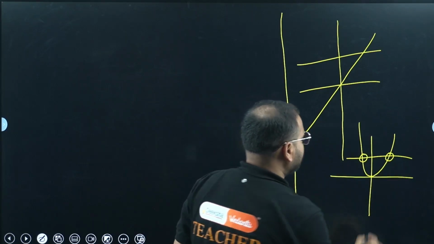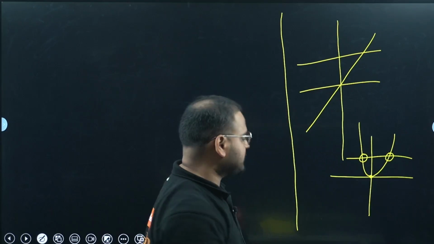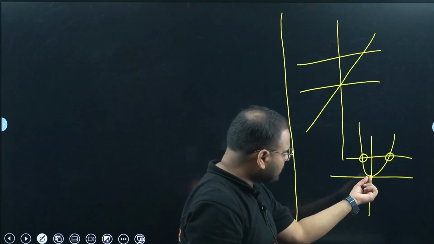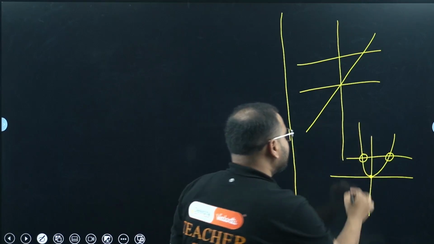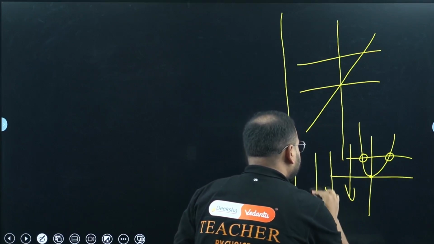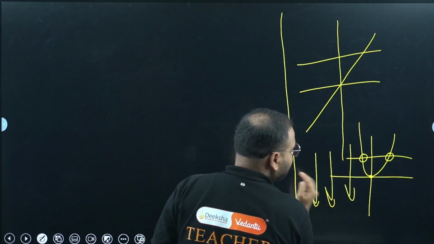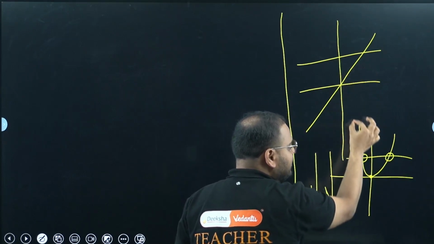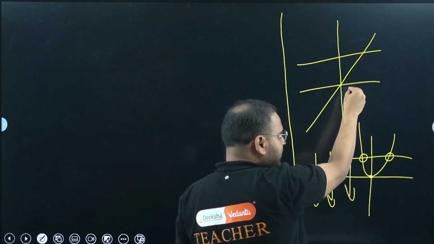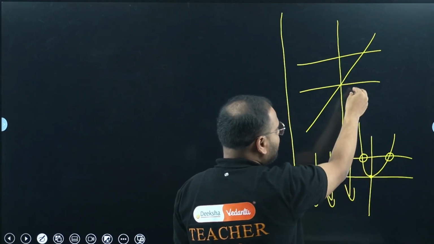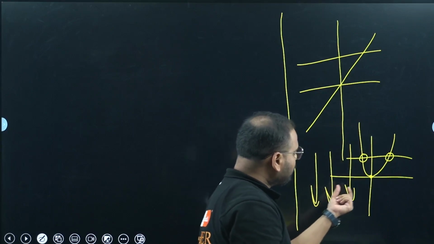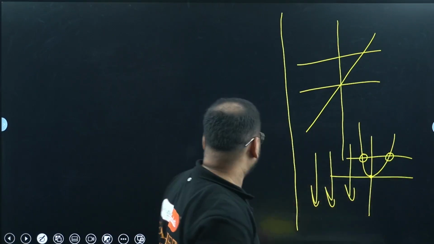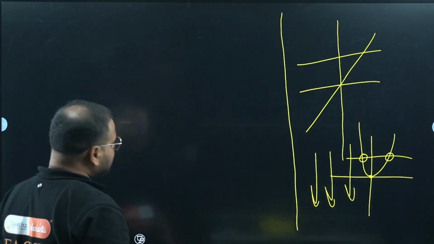Now see carefully, before the origin what is happening to the function value, the y value? Decreasing, sir. If I am moving from the left towards the origin, my y value was positive infinity at some point and coming down to 0. It's decreasing, sir. So as I move towards the origin, the y value is decreasing. The function is of decreasing nature before the origin.